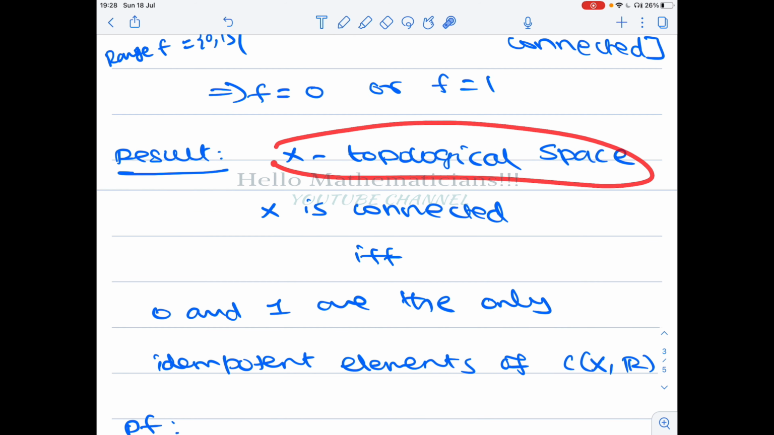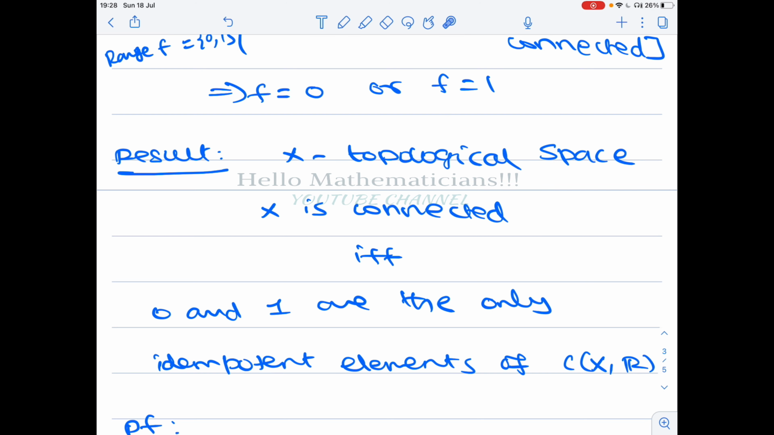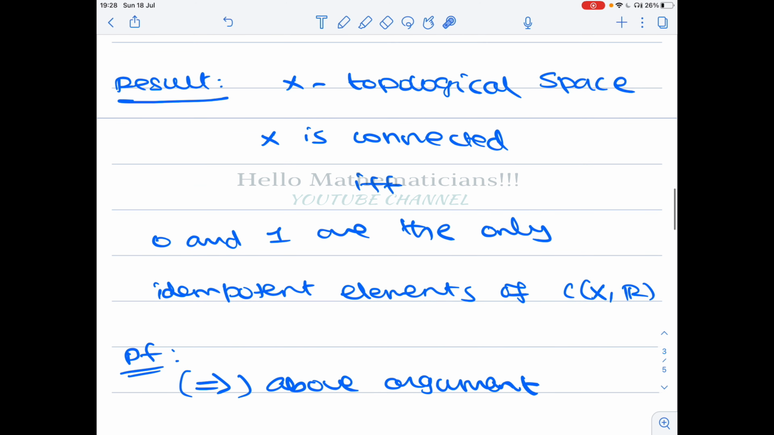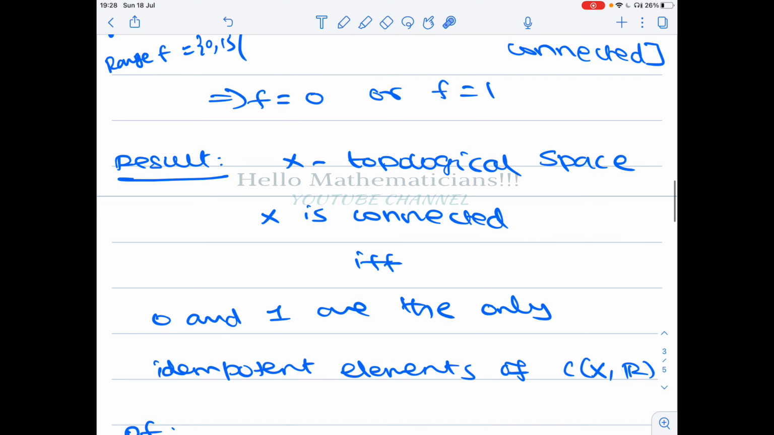So, let X be a topological space. You can assume metric space also if you don't know what a topological space is. Then the space X is connected if and only if 0 and 1 are the only idempotent elements of C(X, R). This is a very important result. How to prove that? Suppose X is connected, then 0 and 1 are the only idempotent elements of C(X, R). That is what we just proved.